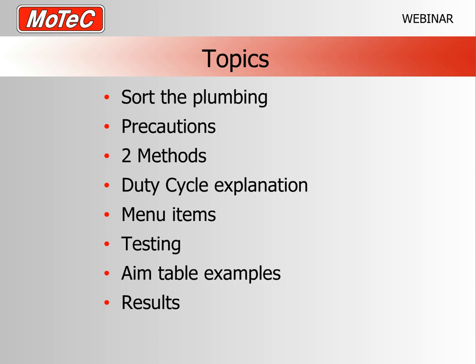And then I'm going to go through each of the menu items in the boost control setup, just so you understand what each setup item means. And that way it'll help you understand, depending on the method that we use, what to fill in where. We'll do some talking about the testing of your setup, and some aim table examples. So the aim table, of course, is the boost control aim of what you would like the boost to be. And then there's some logging results I've got at the end.